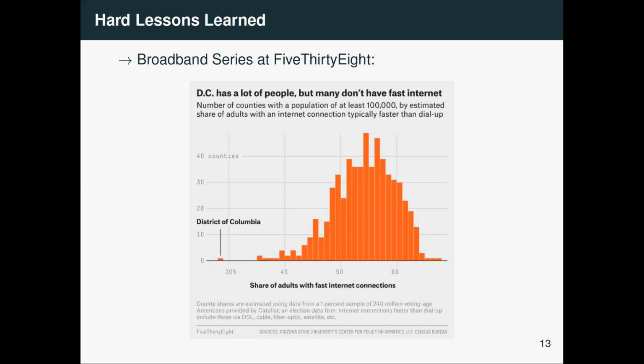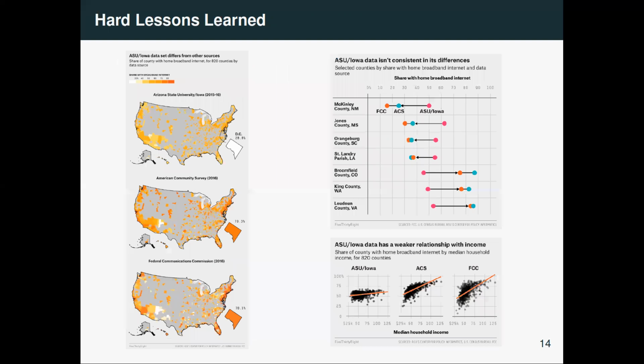To start off with, the data that the writers used at FiveThirtyEight came from some academics at ASU and Iowa University. The figures were estimates. According to the academics, these figures were estimates of the proportion of the county that has a computer and high-speed internet access, right?